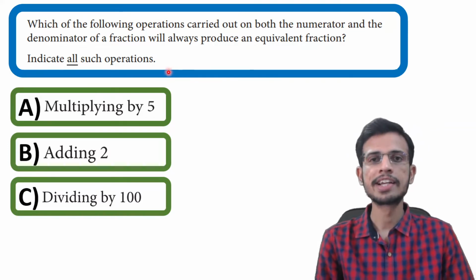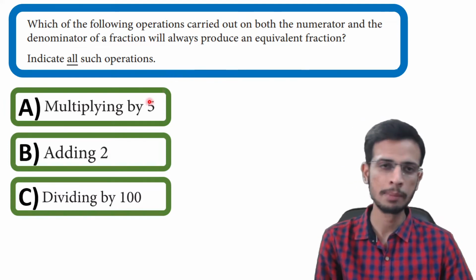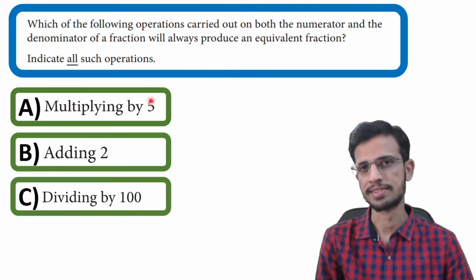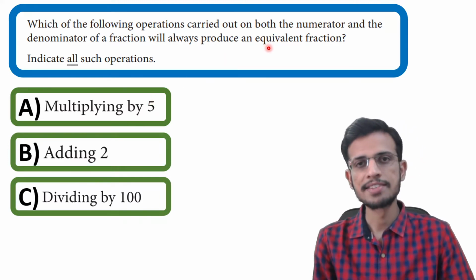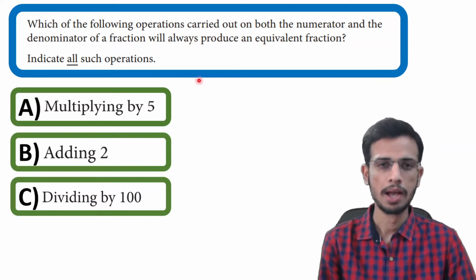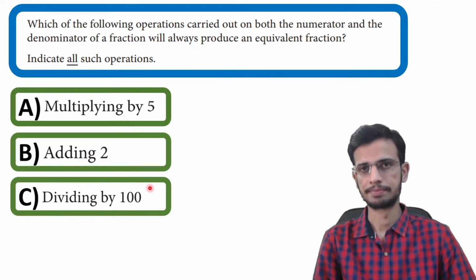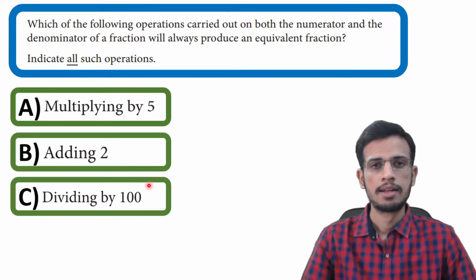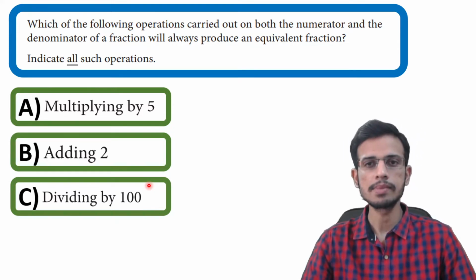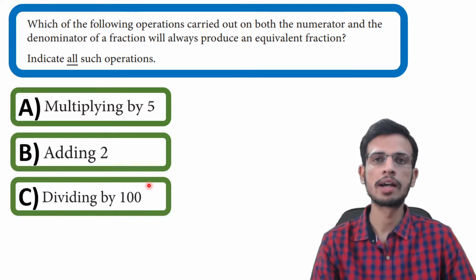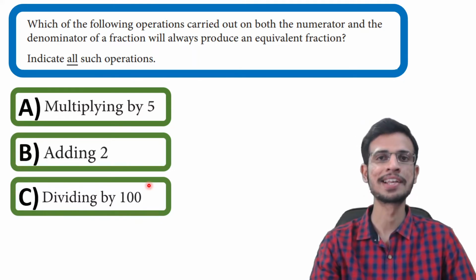You are carrying out the operation on the numerator and denominator both. They are available with 3 possible operations. The equivalent fraction should be similar to the original fraction. Multiplying by 5, adding 2, dividing by 100. You can pause the video. Within a few seconds you can get the answer to this question. Make sure you are getting all correct options. Don't miss any single correct option, and don't choose any incorrect option as well.